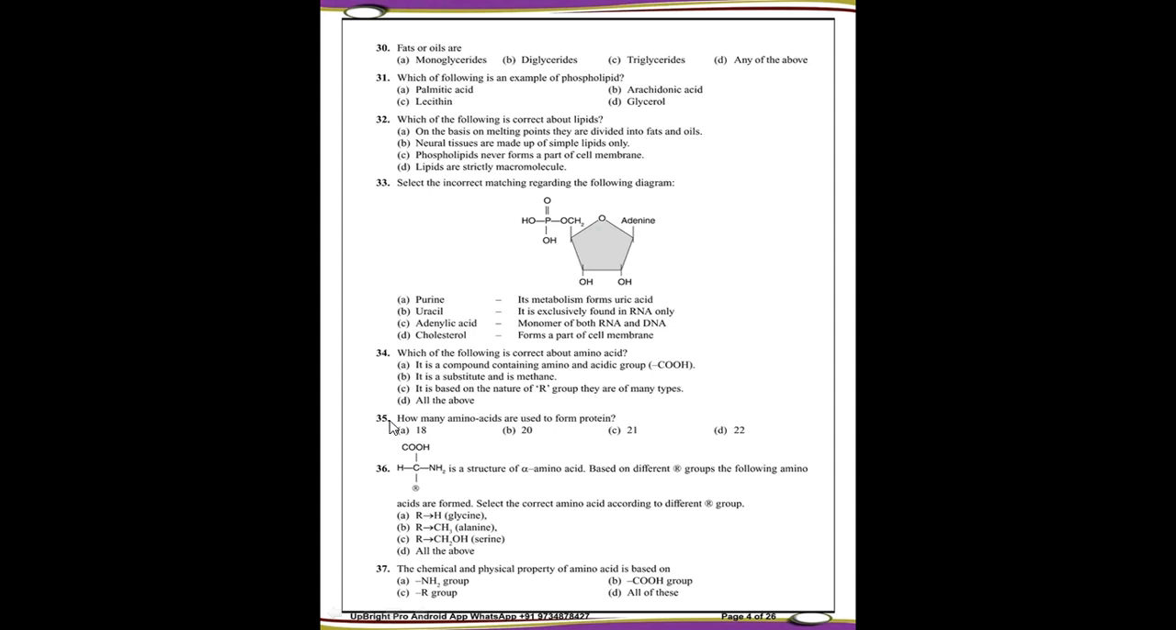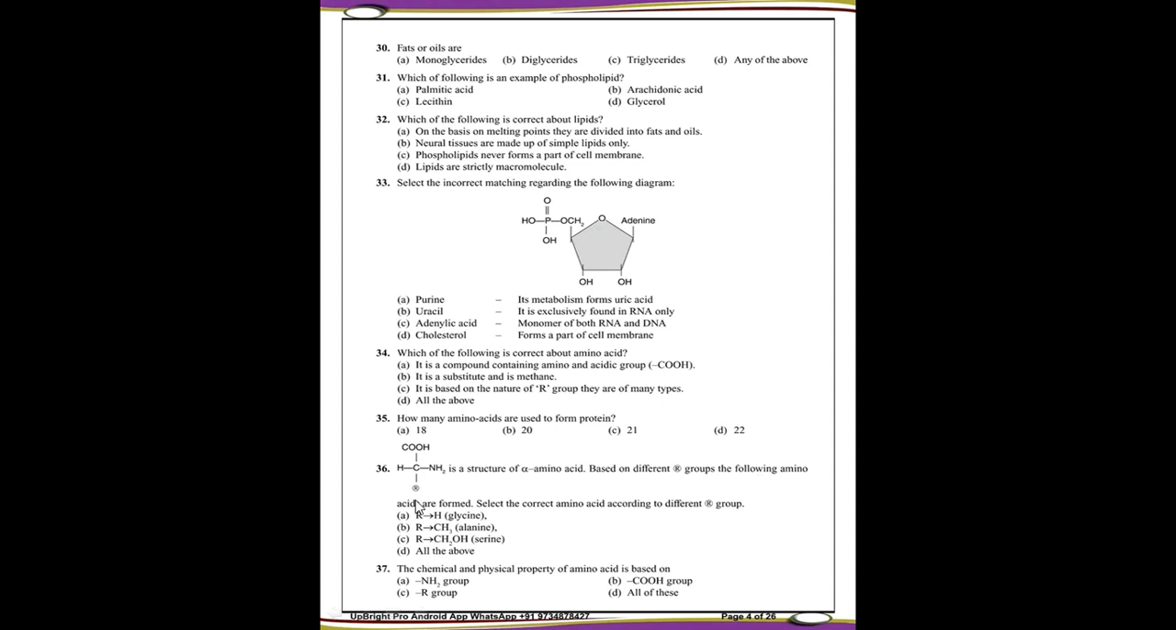35. How many amino acids are used to form protein? So the answer is B, straightforward. 20 known amino acids are used to form proteins. So let's look at this diagram. It's a structure of alpha amino acid based on different R groups.